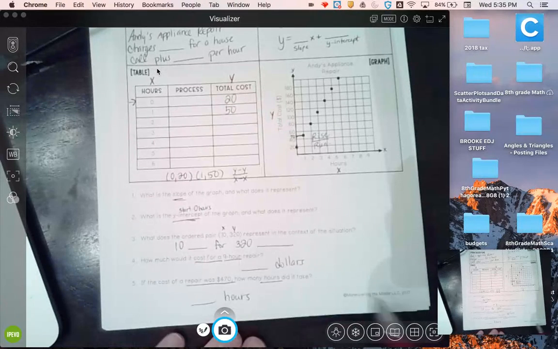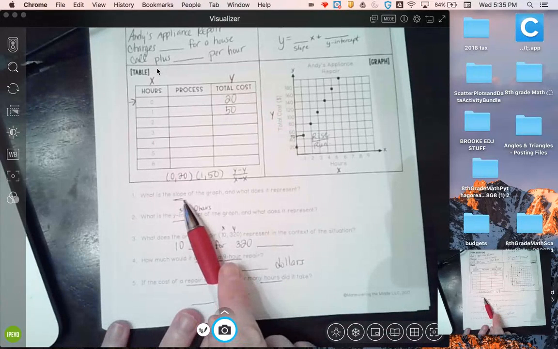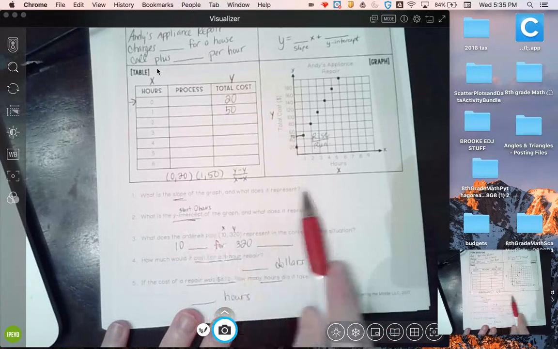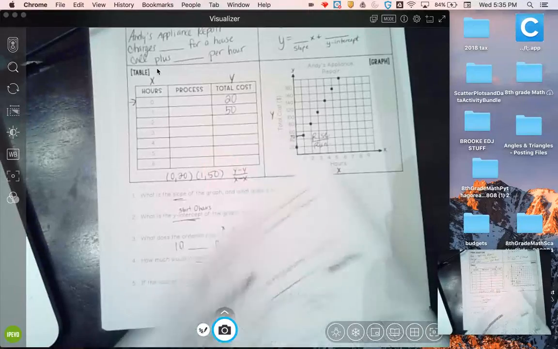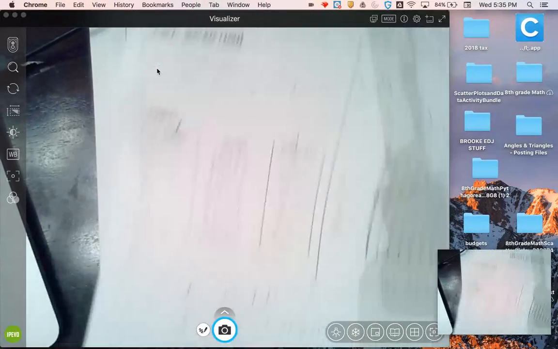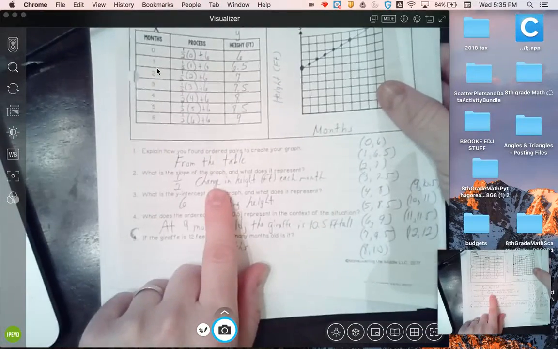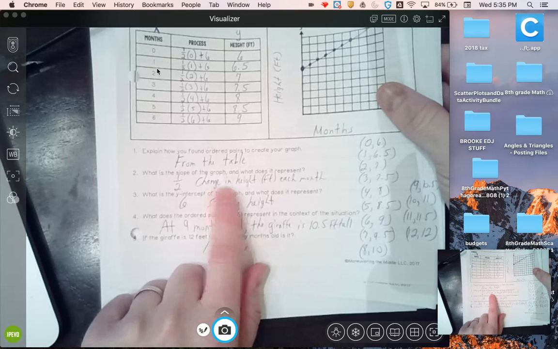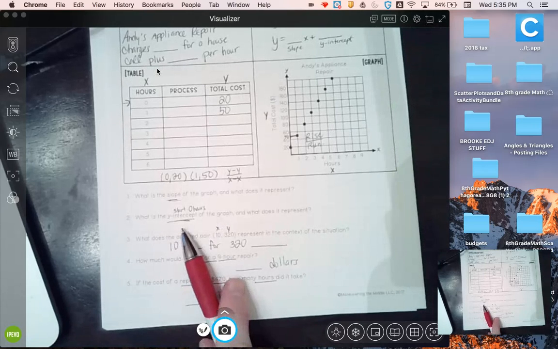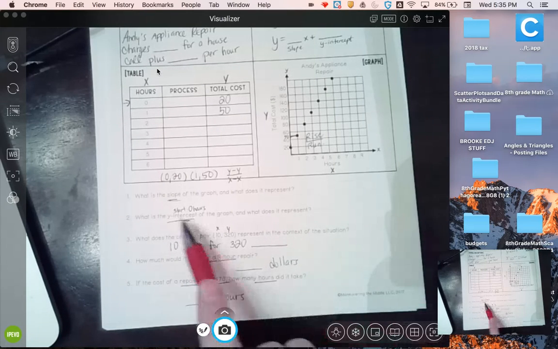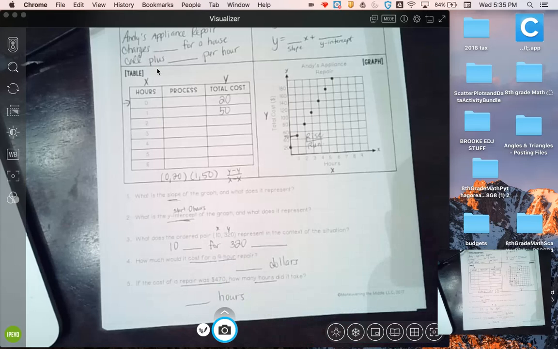Then all you have to do is come down here and answer these questions. What is the slope, and what does it represent? Well, you should know the slope, so what does it represent? Go back to the beginning of our notes, the very first problem about the giraffe, and look at how we did it. It's basically what are we comparing here? The next one says, what is the start, the y-intercept? Where does it start when it's at 0 hours?